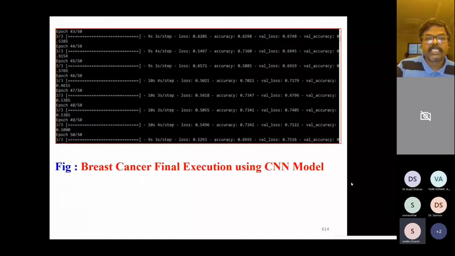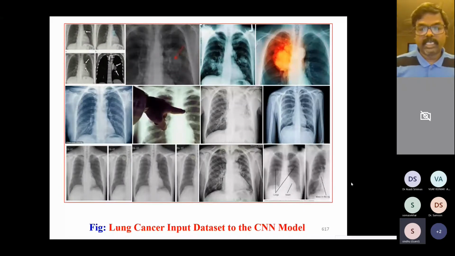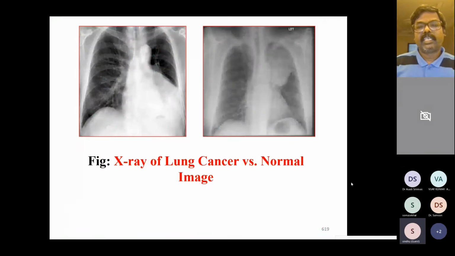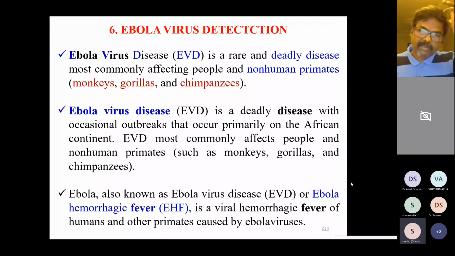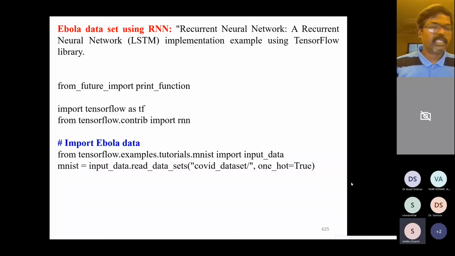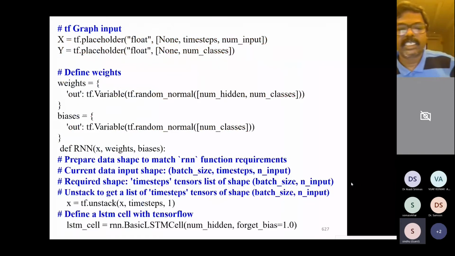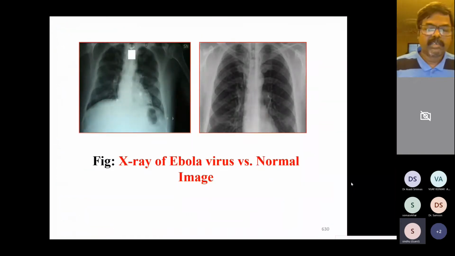Lung cancer, same. I have collected various symptoms of lung cancer, and this is the data set I have collected. Lung cancer training data set, and this is the final image showing whether it is lung cancer or not. Then Ebola virus: I have collected various symptoms of the Ebola virus. This is the RNN algorithm, and this is the code; finally it detects the X-ray of Ebola virus or not.